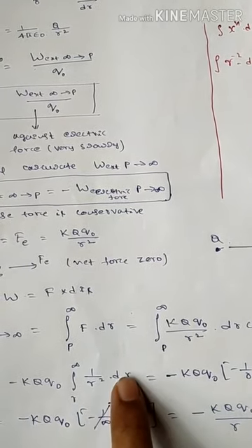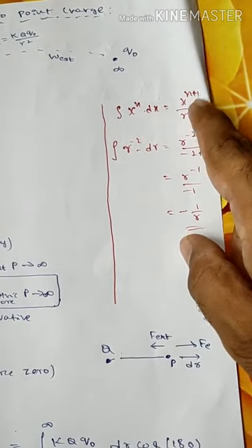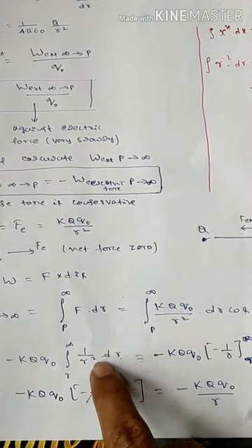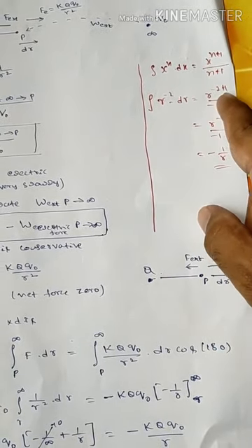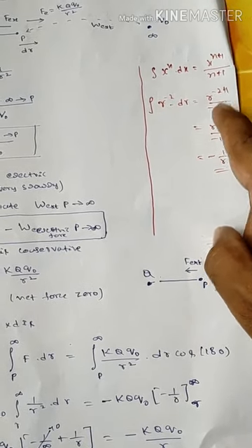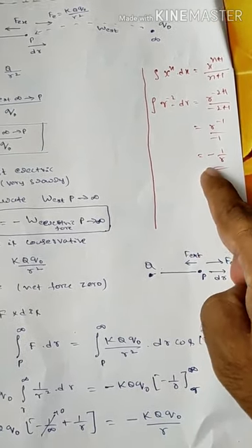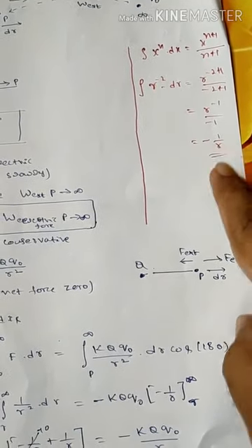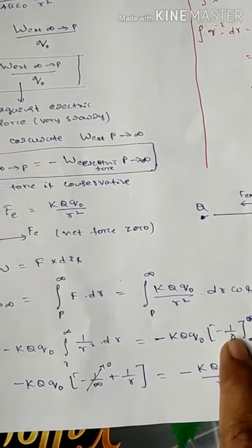Integration of 1 by r square into dr, we know the formula: integration of x power n into dx equals x power n plus 1 divided by n plus 1. Here 1 by r square, r power 2 goes to the numerator and becomes r power minus 2 into dr, equals r to the power of minus 2 plus 1 divided by minus 2 plus 1, which is r to the power of minus 1 divided by minus 1. Finally we get minus 1 by r. Integration of 1 by r square into dr is minus 1 by r.